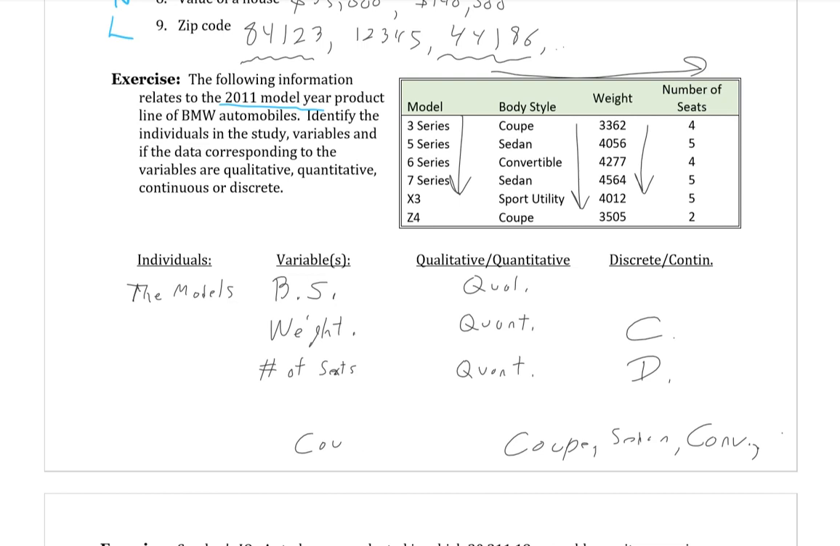It's also not discrete because they're not countable numerical measures. They're not numerical at all. So, for the question of discrete versus continuous, the answer is neither. Because discrete or continuous only describes quantitative measures. But because body style is qualitative, it is neither discrete nor continuous.